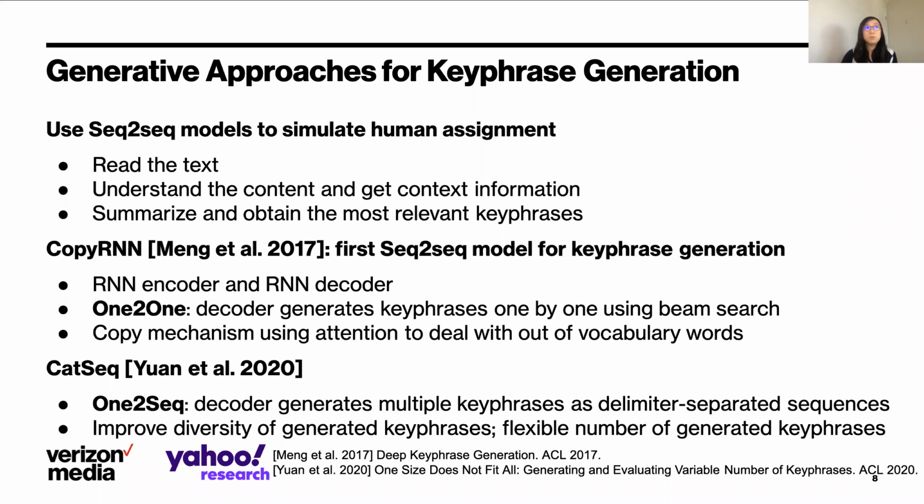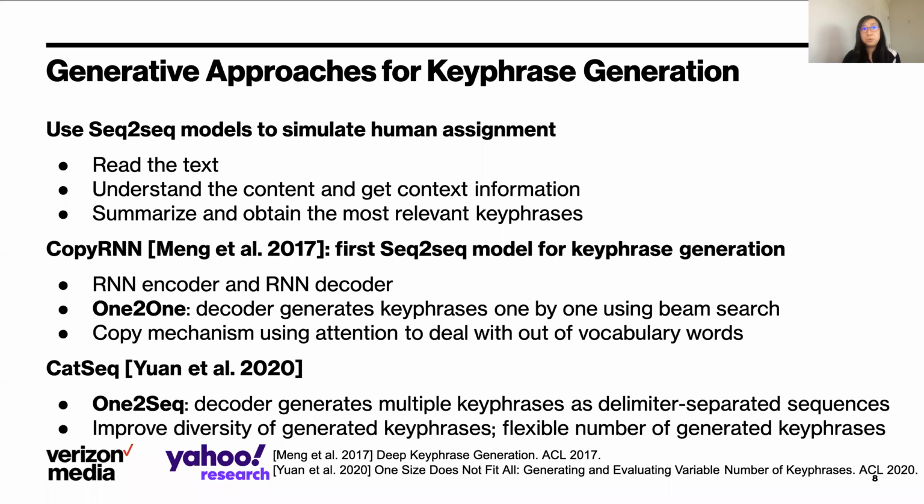So this model uses exactly the same architecture as CopyRNN, but one major difference is the way that they generate the key phrase. In the CopyRNN case, the key phrases for a single document are generated one by one using beam search. But in the CatSeq case, they consider all the key phrases as a concatenated sequence. So they try to generate all the keywords at once.